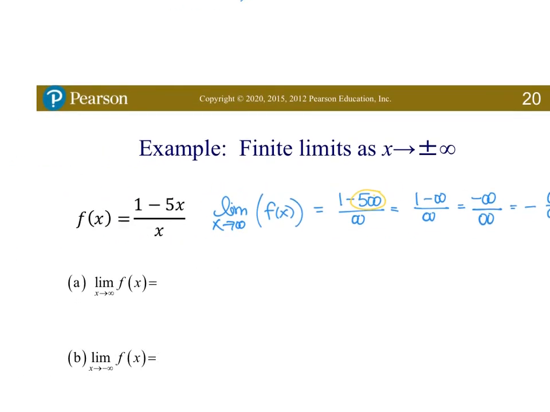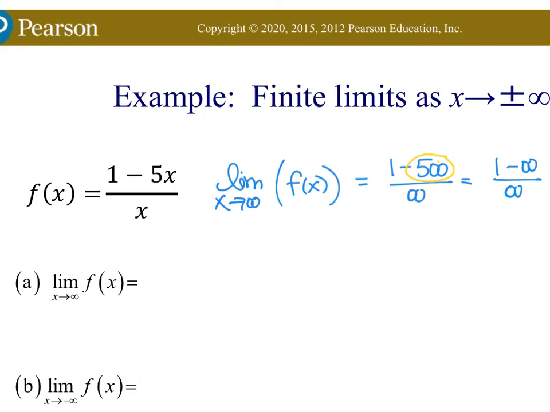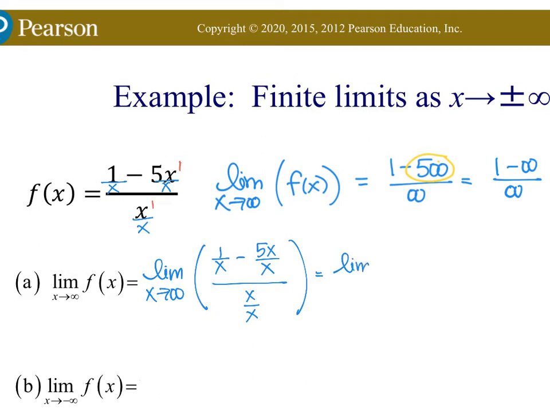So we go back and we say, what's the highest power of x? And again, it's x to the first. So I go back to my limit notation, and now I'm going to divide each term by x to the first. So that will give me 1 divided by x minus 5x divided by x, over x divided by x, equals the limit of 1 over x minus 5 over 1.